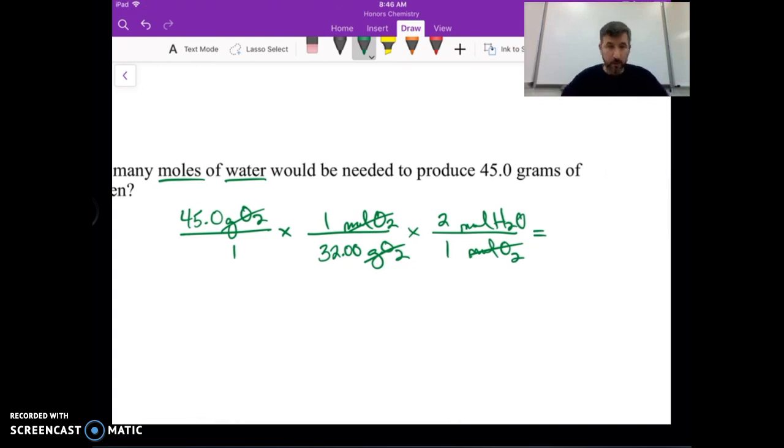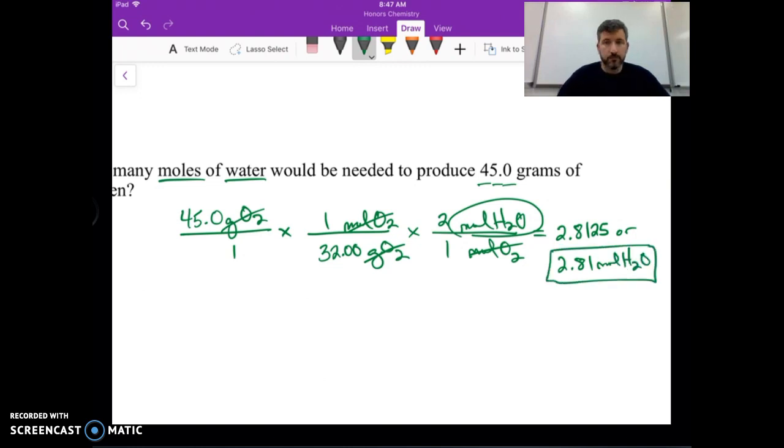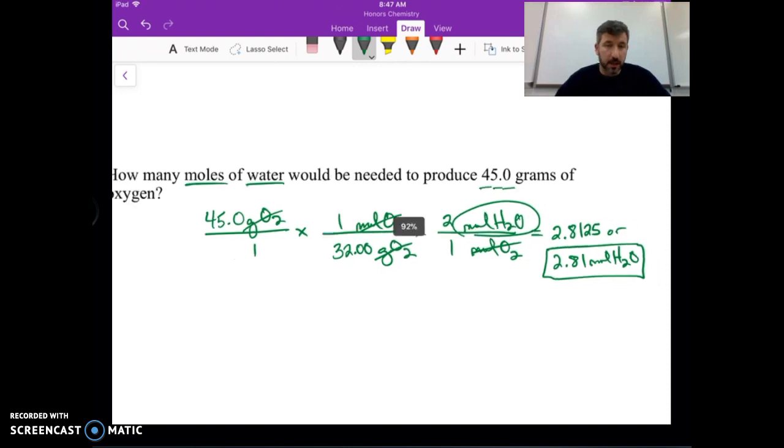So now I'm just going to go 45 times 2 divided by 32. That gives me 2.8125. Or with sig figs, based on my starting number, which has 3, 2.81, and my unit would be moles of H2O. And so that's basically stoichiometry.